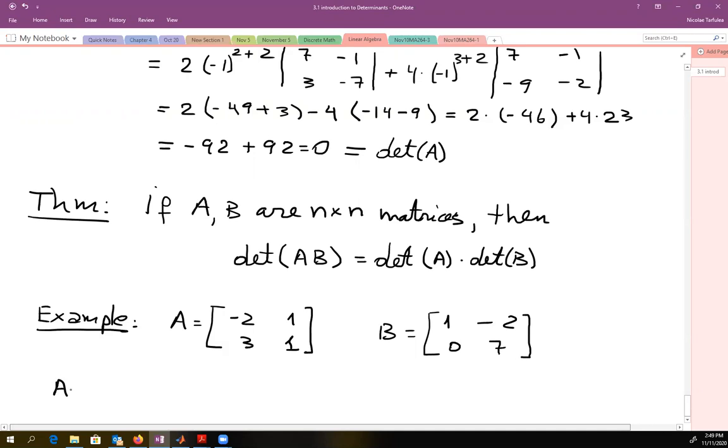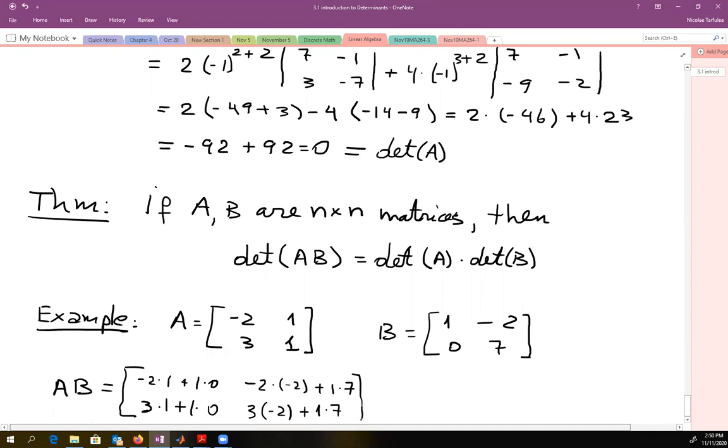Now, what's A multiplied by B? We know how to multiply matrices. The first entry is -2 times 1 plus 1 times 0. That's the first entry on the first row. Then the first row multiplied by the second column: negative 2 times negative 2 plus 1 times 7. I'm done with the first row. Then I have 3 times 1 plus 1 times 0, the second row of A multiplied element-wise by the first column of B, and then you sum up these multiplications, like a scalar product. And you have 3 times negative 2 plus 1 times 7.